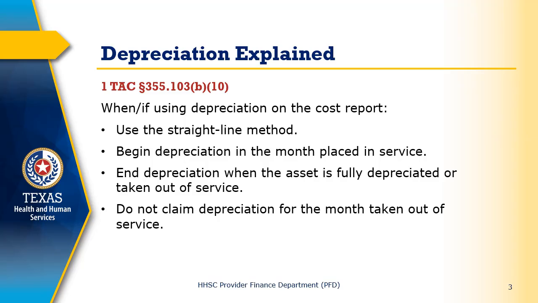According to 1 Tax Section 355.103(b)(10), depreciation on the cost report must follow the straight-line method to ensure consistent calculations. The depreciation process should begin in the month the asset is placed in service, allowing for accurate allocation of costs over time. As per the guidelines, depreciation should continue until the asset is either fully depreciated or removed from service entirely. It is essential to cease claiming depreciation for any asset in the month it is taken out of service to comply with reporting requirements. Now that we've reviewed the concept of depreciation, let's discuss when we would apply depreciation to the cost report.